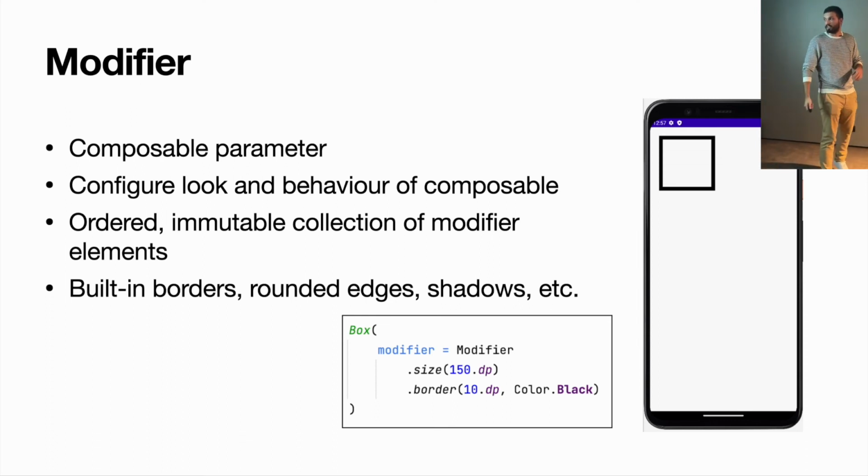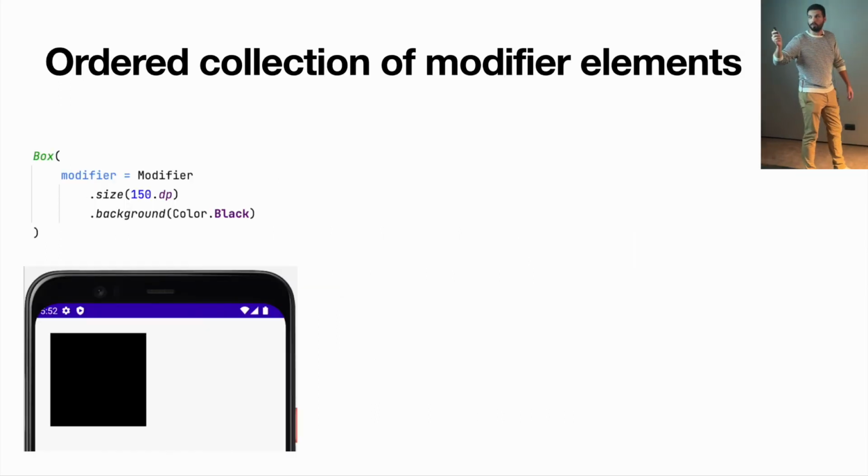I mean, for me it's silly how some trivial thing is so complicated that you need drawables, separate drawables, and stuff like that. So you have a lot of these, like borders, rounding edges, shadows, and stuff like that inside your modifier. And as you can see, they are basically an ordered collection of modifier elements. So each of these settings are basically modifier elements: size, border, or any other. Why is the focus on ordered? Because you will see how important it is how you set up your modifiers.